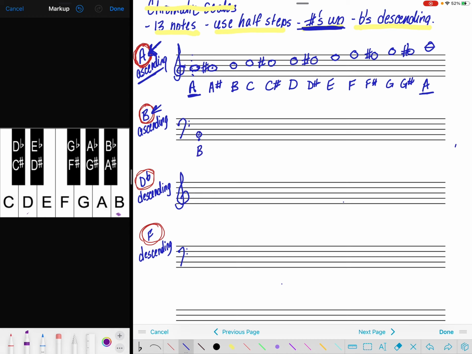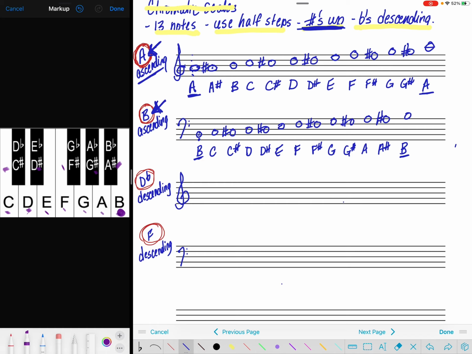Half step above a B is a C, then C sharp, then D, then D sharp, then E, then F, then F sharp, then G, then G sharp, then A, then A sharp, then B is where I end. So again, I ended and started on the note from the question.